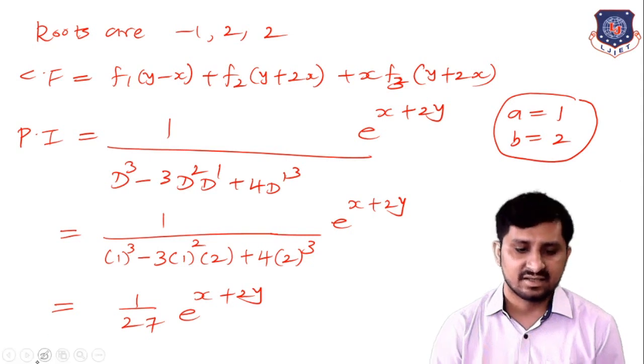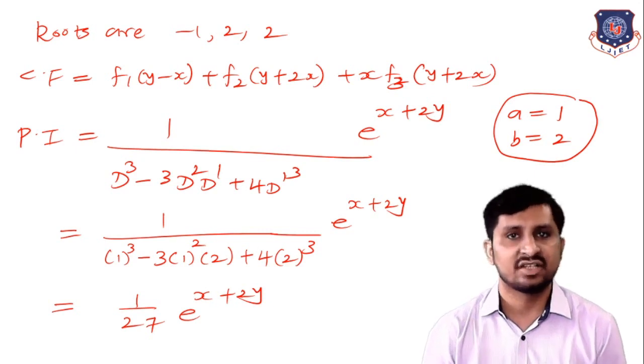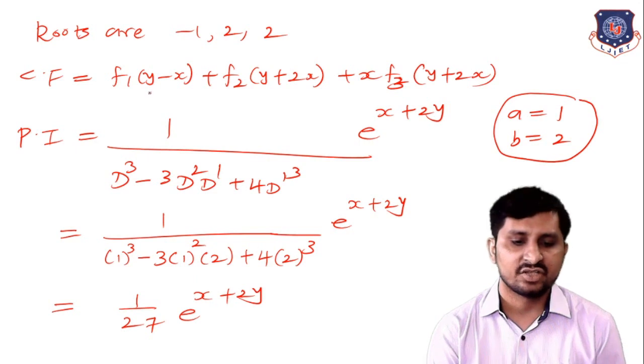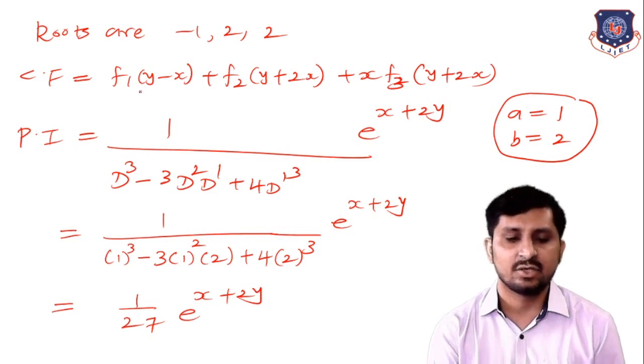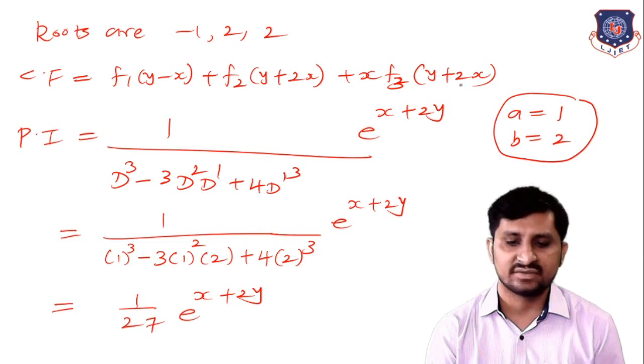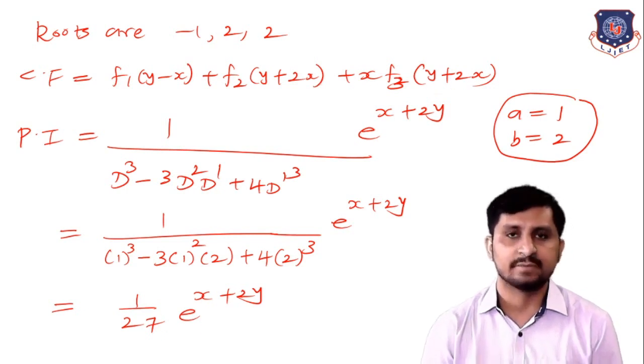And just write our general solution. I hope you can understand the general solution. Z is equal to complementary function plus particular integral, so you can easily write down complementary function plus particular integral. So Z is equal to f1 of y minus x plus f2 of y plus 2x plus x into f3 of y plus 2x plus 1 by 27 e raised to x plus 2y.